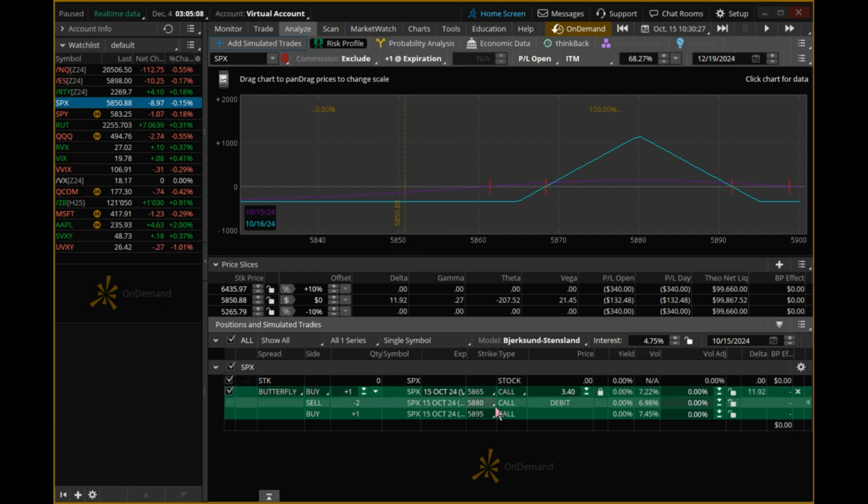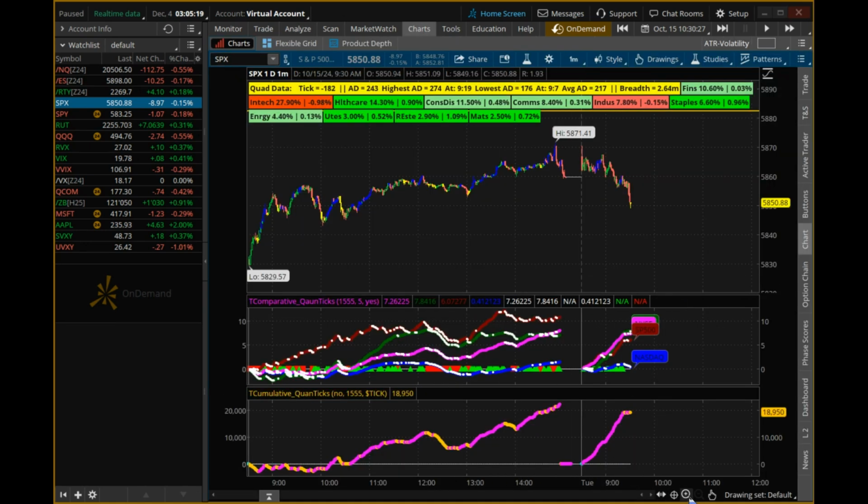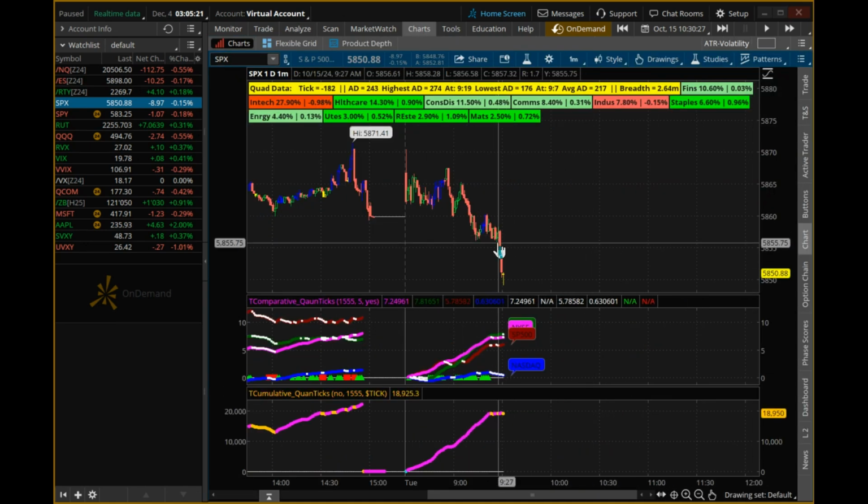Yeah, I think we're out of this one. That's a loss. $2.08. Cut your losses. Run away. Let's go back to the charts for a minute. Let's zoom in. Where did it all go pear-shaped?